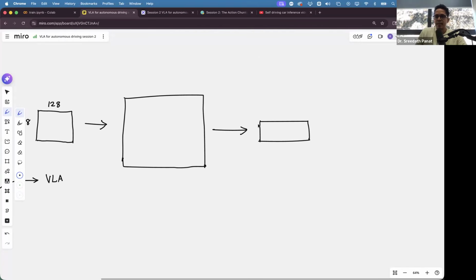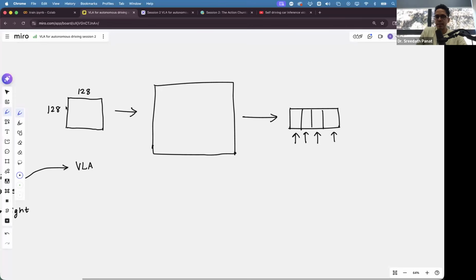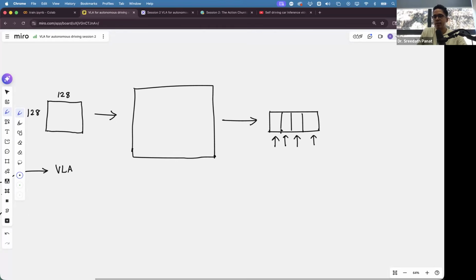This last thing, which are the actions, what are the actions? In our case, in this particular website where you are driving, the action is forward, left, right, or back, right? So there are 4 actions. Whatever is predicted at the end will have 4 items, one corresponding to left, one to right, forward, and backward. So somehow this 128 by 128 pixel image, we'll have to convert it into this.